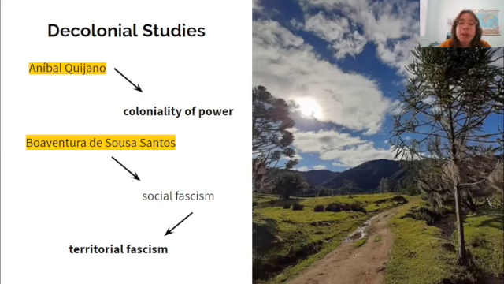Developed by Aníbal Quijano, the concept of coloniality of power expresses that the colonial relations in the economic and political spheres did not cease to exist with the destruction of colonialism. In the case of Annapolis, the exploitation of phosphate represents also what Boaventura calls social fascism, in which a social regime of extremely unequal power relations grants the stronger party the veto power over the weaker party's life and way of life.